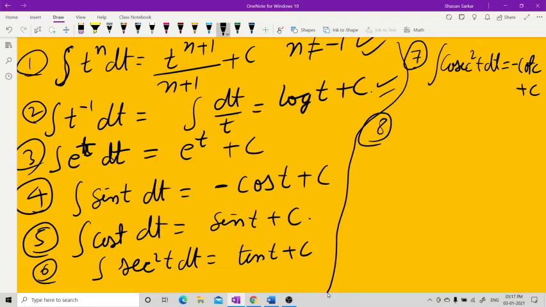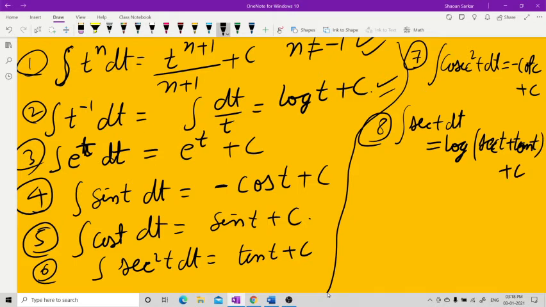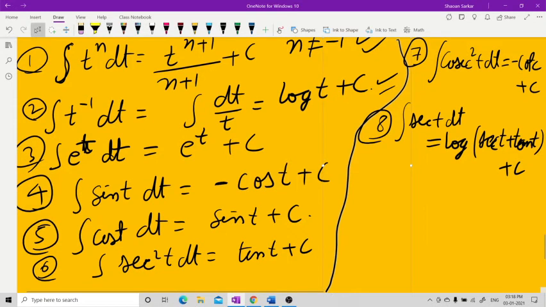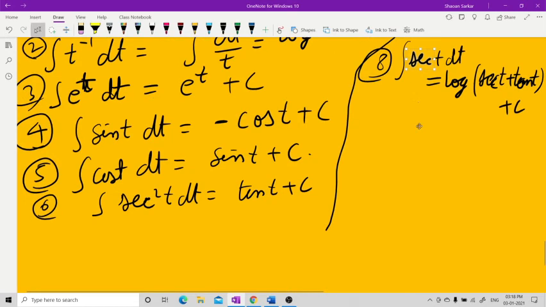8. 8 is integral of sec t dt, which is nothing but log of sec t plus tan t. Wait a minute, let me write it properly. This is log of (sec t plus tan t) plus c. And with this I'll give you some properties of logs also that are very much important.